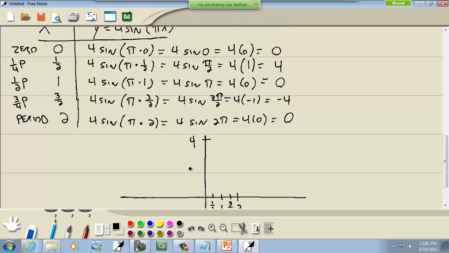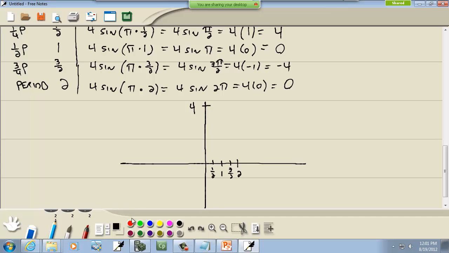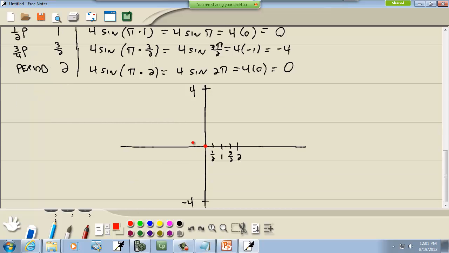Let's look at our first point, 0, 0. It'll be right there. Our next point is 1/2, 4. So 1/2, 4 would be right there. Next point is 1, 0, which is right there. Then 3/2, -4, which is right there, and 2, 0, which is right there. So it's got to have a little bit of a curve to it. Like that.